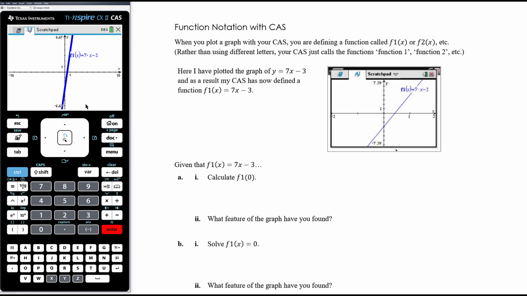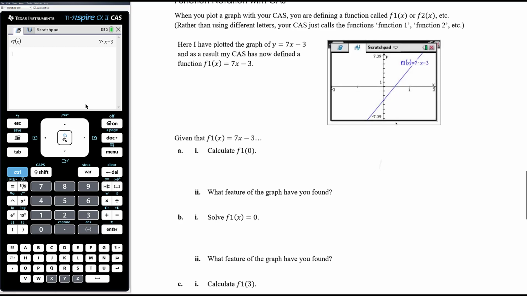Okay, so if I go over to my calculator and I type f1, you'll see the minute I typed f1 it went bold, and that's because it's telling me that it's referring to a stored function. If I just type f1 of x and press enter, it's telling me that f1 of x, according to its memory now, is 7x minus 3. Okay, so I'm looking at part A here.